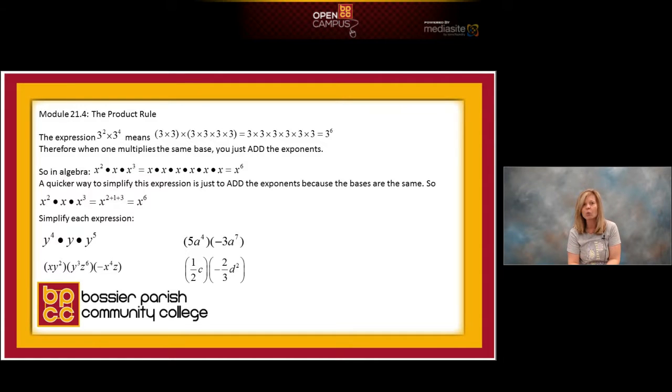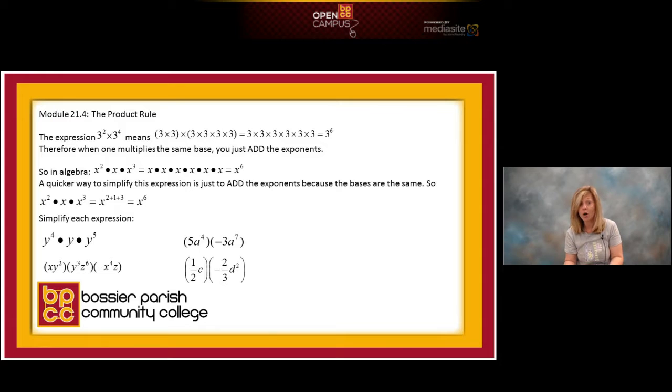So on x squared, what is the exponent? It's a 2. On x, what's understood to be the exponent? Very good, it's a 1. On x cubed, what is the exponent? It's a 3. So what that's saying is if we add 2 and 1 and 3, we would get the number 6. So x squared times x times x cubed is x to the 6th.